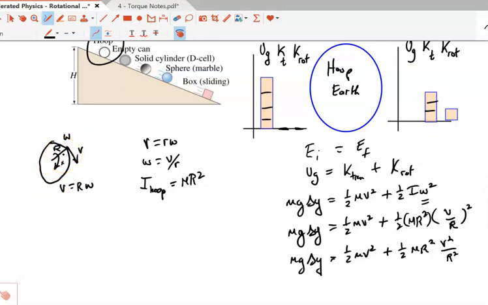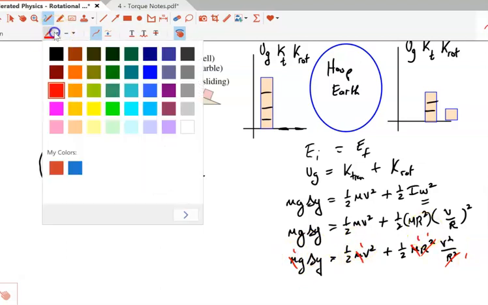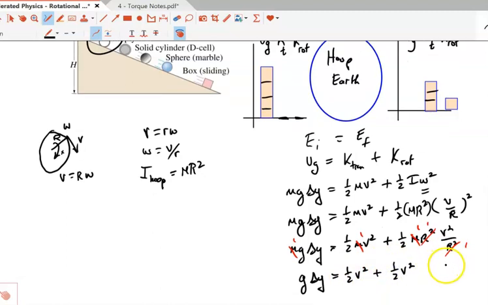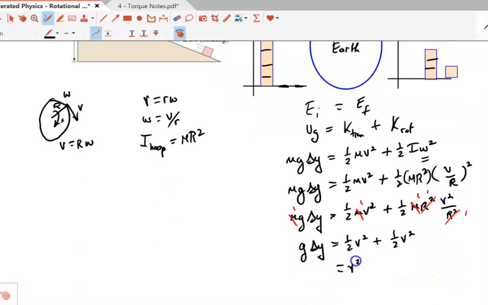Now, some nice things cancel out in here. You may notice these R squared terms cancel out. And then you may also notice that the M here and the M here and the M here beautifully cancel out as well. So we end up with G delta Y equals 1/2 V squared plus 1/2 V squared. That is going to give you V squared equals G delta Y. So V, in this case, is equal to the square root of G delta Y. Sorry, that's V, the velocity of the hoop at the bottom.